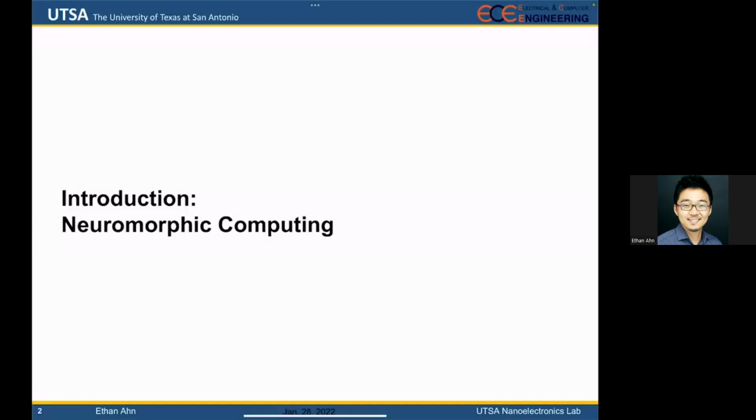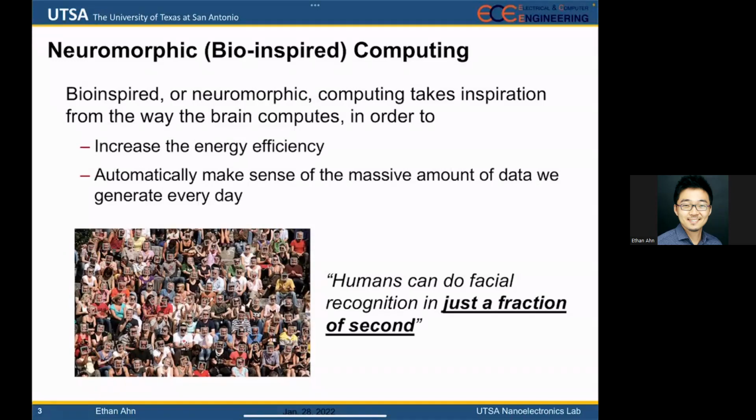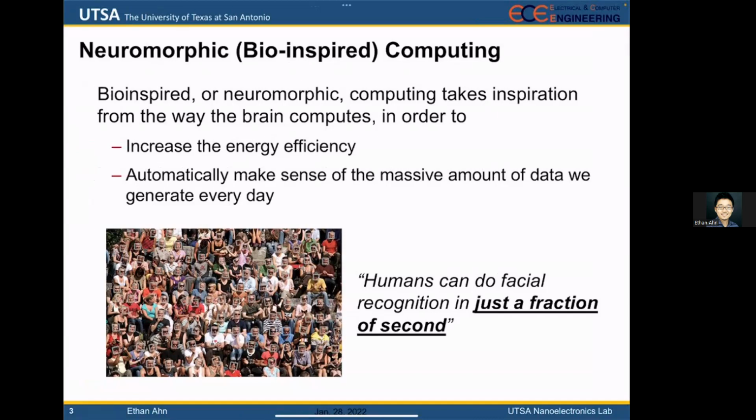So, introduction for neuromorphic computing. Basically, neuromorphic computing, or in other words, bio-inspired computing, is a new computing initiative that is trying to take some inspiration from the way the human brain computes, because if we do this, then we expect we can increase the energy efficiency a lot, and also take advantage of what humans do, especially in terms of machine learning tasks, such as image recognition, pattern classification, and all that.